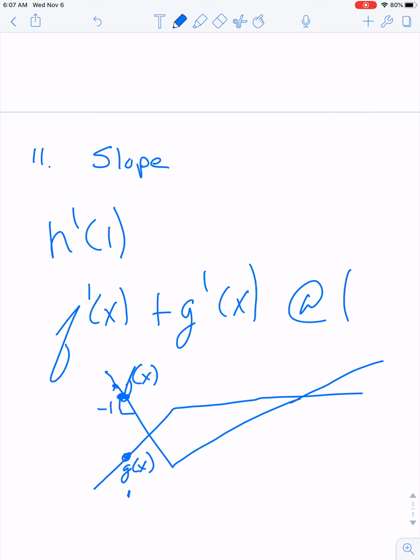So at 1, it looks like you kind of need to use the graph, but at 1, it looks like f of x is a positive 1, and at 1, g of x is a negative 1.